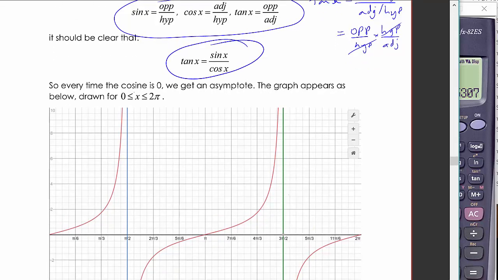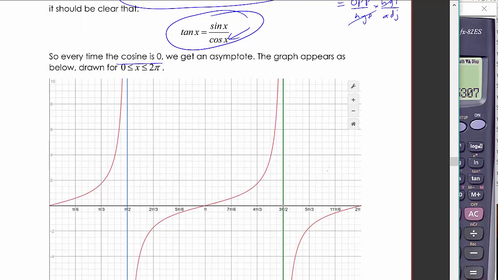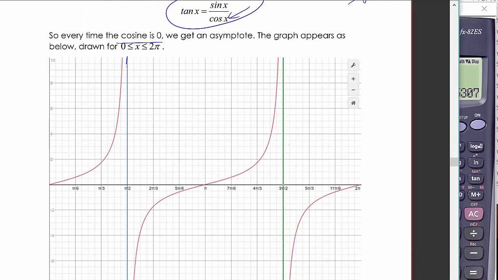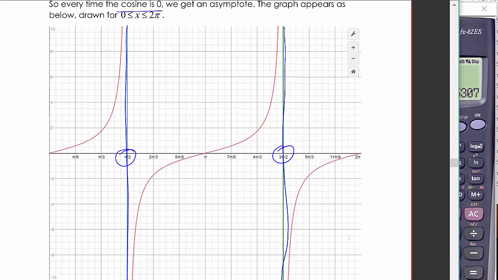And the point is that every time the cosine is 0, we're going to be dividing by 0, which we're not allowed to do. So we get these vertical asymptotes at pi by 2, 90 degrees, and at 3 pi by 2, 270 degrees. Those are points where the cosine is 0, so it goes off to infinity there. When the sine is 0, obviously we get zeros. So the tangent looks like this.